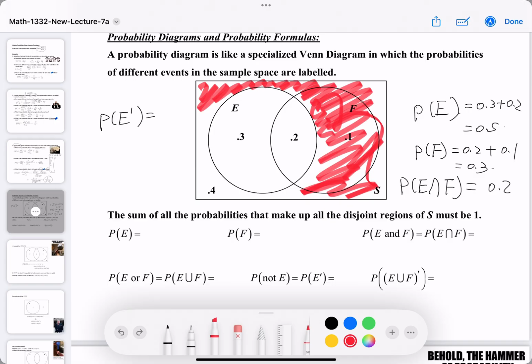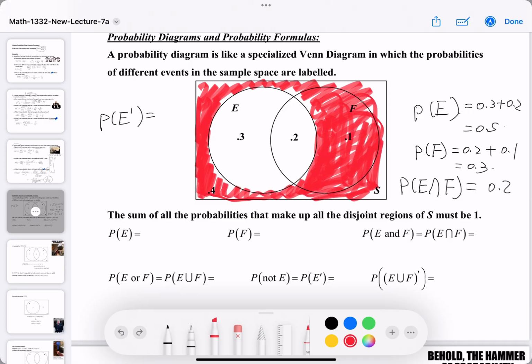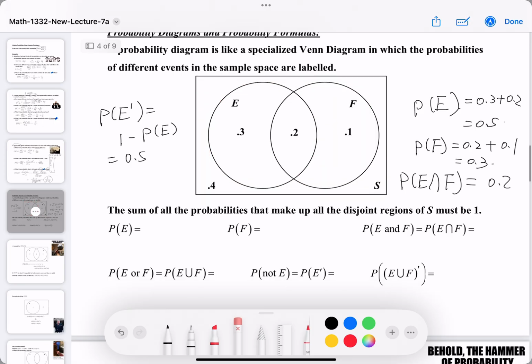So all of these, they are E prime, or we say the probability of the complement of E. Okay, this part we're using 1 minus P of E equals 0.5. Or you can add the probabilities together, because I see that here is 0.4 and here is 0.1. Totally, they are 0.5. Okay, let's fill out the blanks.